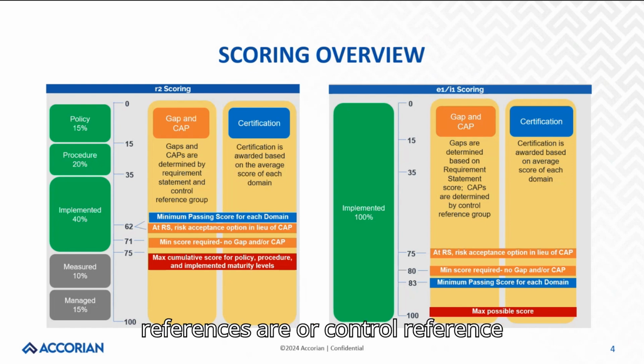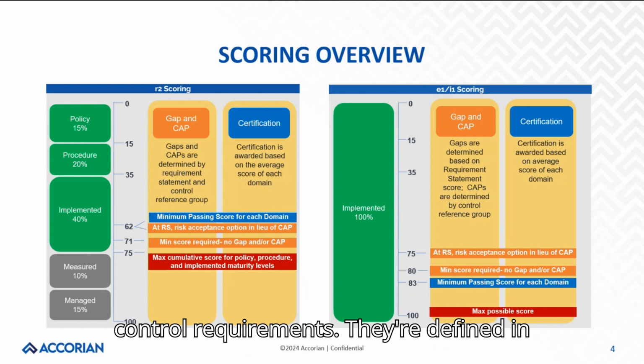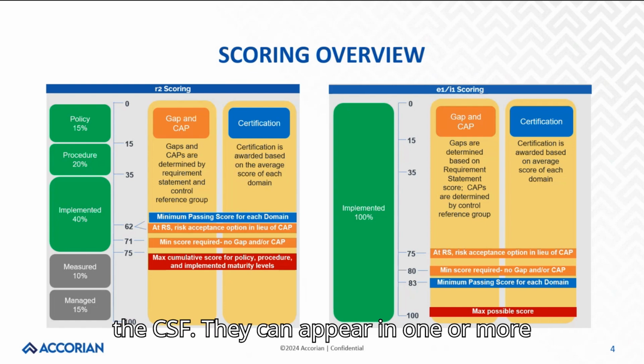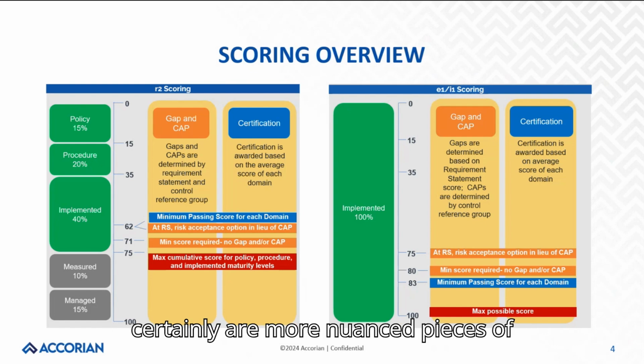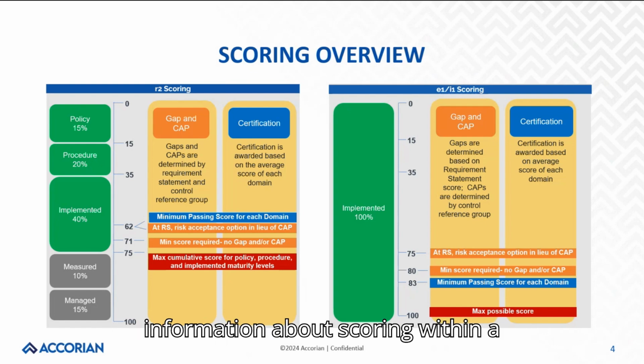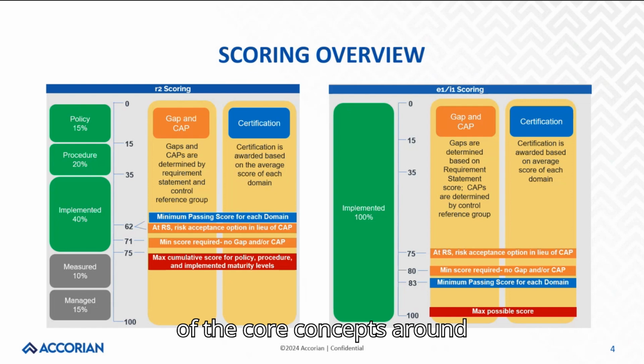Control reference groupings are functional groupings of control requirements. They're defined in the CSF. They can appear in one or more domains in a HITRUST assessment. There certainly are more nuanced pieces of information about scoring within a HITRUST assessment, but those are the core concepts around scoring.